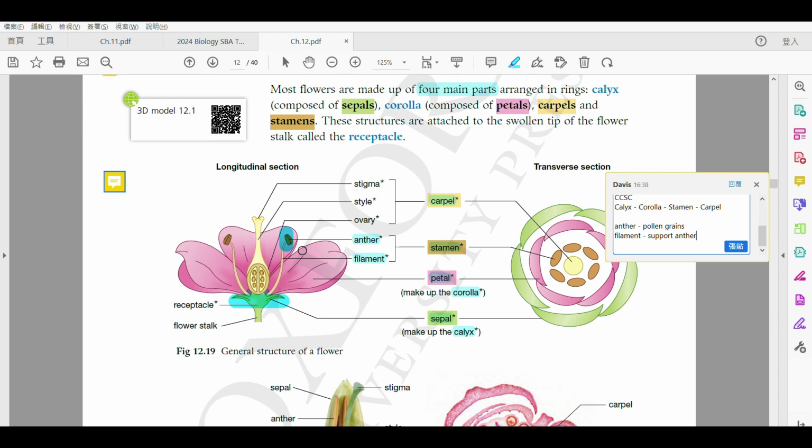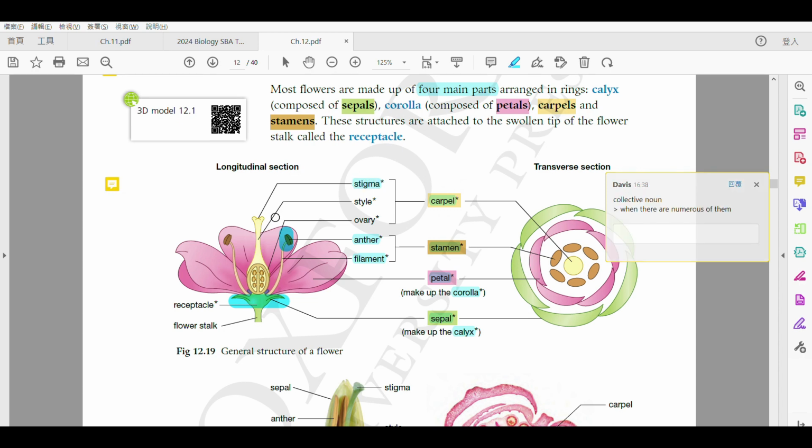Okay, so this is the statement. So only two parts. The upper part, of course, more important, will be the anther. And as you can find, some pollen grains there. And then the filament just to support the anther. Okay, and then when we talk about the carpel, the female reproductive system, we'll see three words.